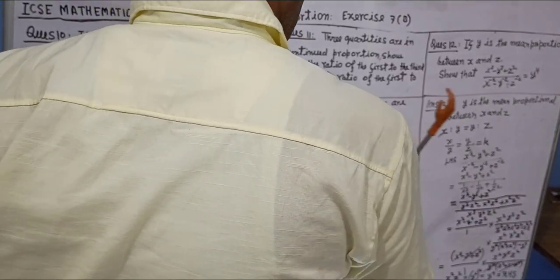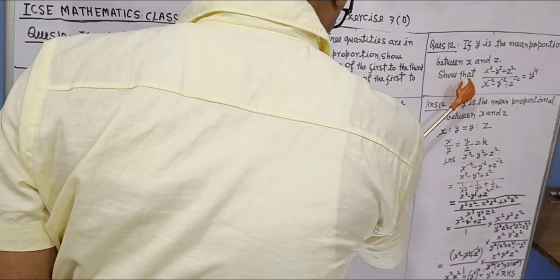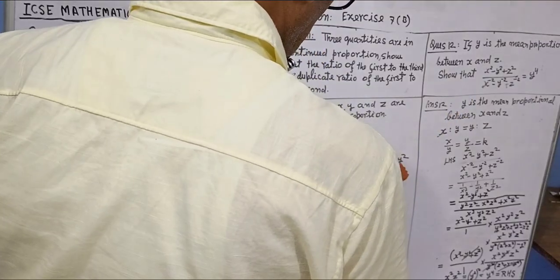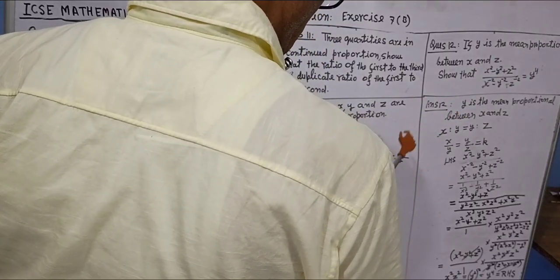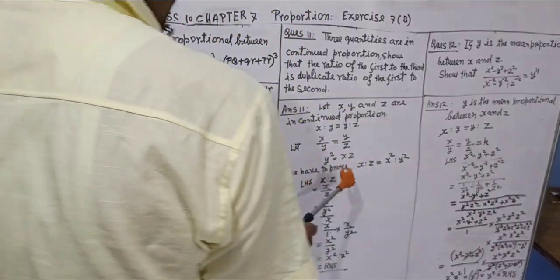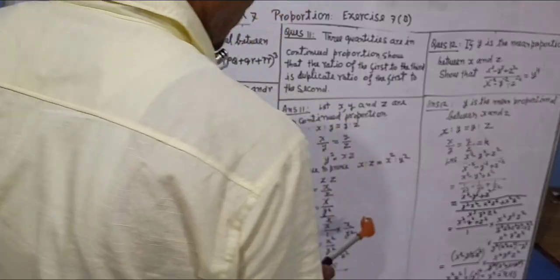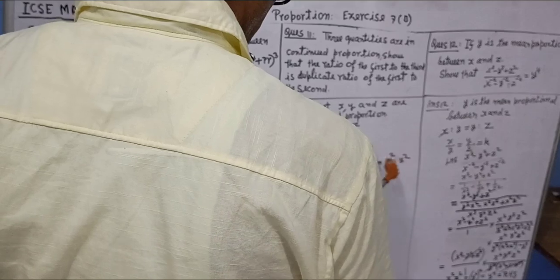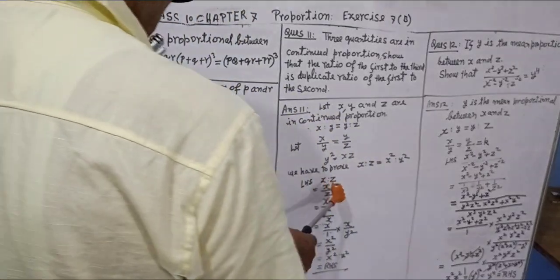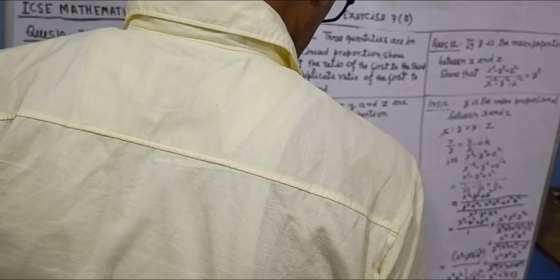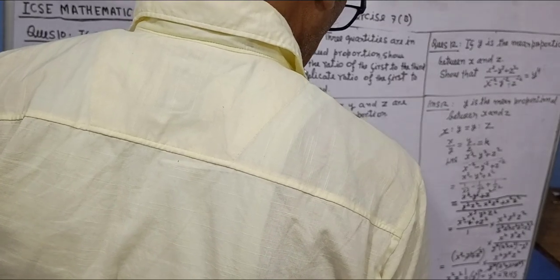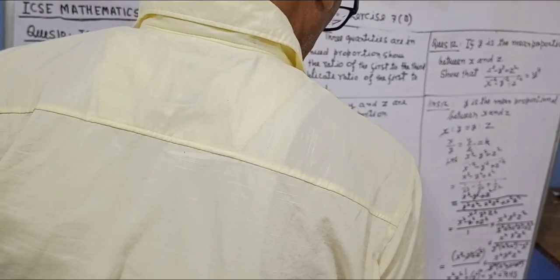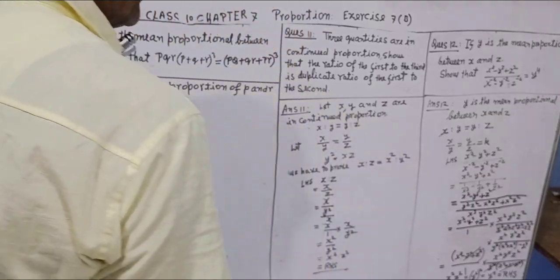We have to prove x is to z is equal to x square is to y square, because the duplicate ratio of x is to y is x square is to y square. Left hand side: x is to z equals x by z, which is x by y into x by y, so x square by y square, equal to x square is to y square, that is the right hand side.